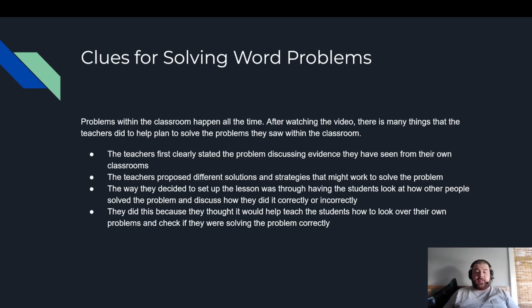They did this because they thought the students would be able to take this idea of being a detective, and it would help them look at their own word problems and make sure that they're solving for the right thing and that they did everything correctly. So I thought that they did a really good job of that, and it was fantastic.